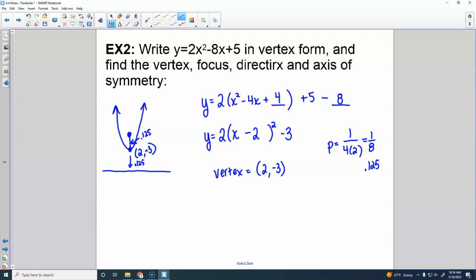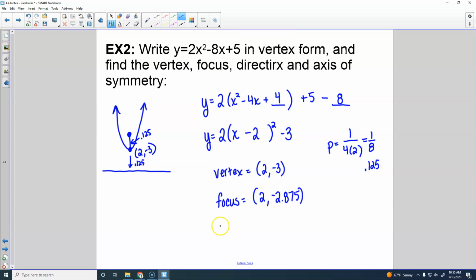So for this problem, because we're going up or down, which variable is going to change? The x-coordinate or the y-coordinate? Y. So my focus, the x-coordinate will stay the same. It's still 2. And then I've got -3, and I need to add 0.125, which is going to give me -2.875. I realize that seems like the wrong direction, but remember we're in negatives here, so that's actually higher than -3.